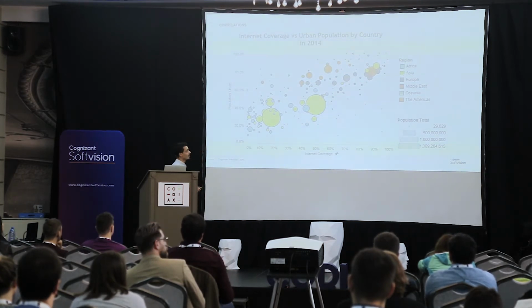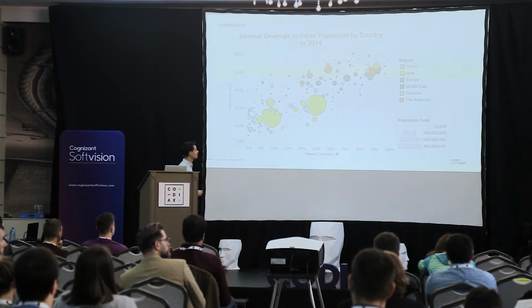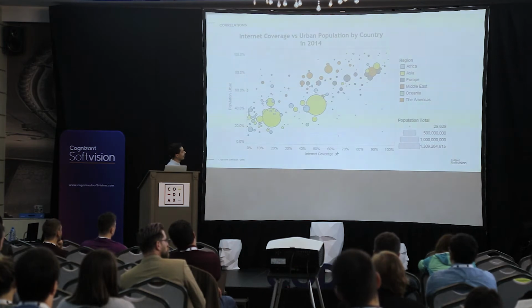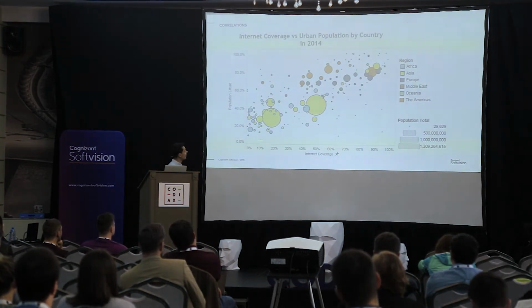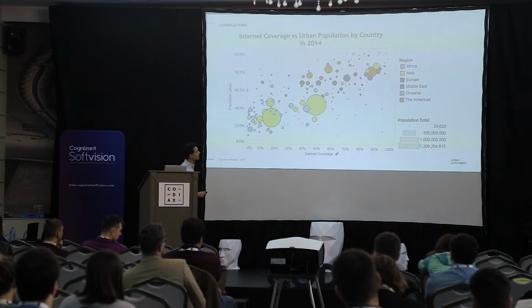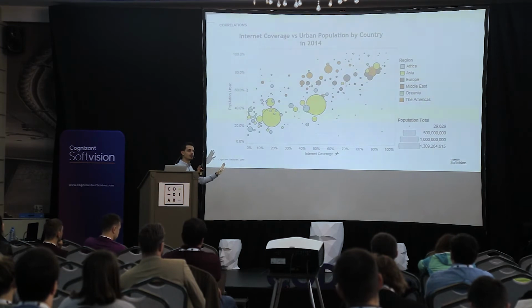What's interesting about this, since I've used these colors for regions, is that I can see that Africa, which is lighter blue, most of the countries in Africa have a low population living in urban areas and low internet coverage. If I'm looking at Europe, most of the countries are here. So it shows me a picture of the world of how the countries are spread.